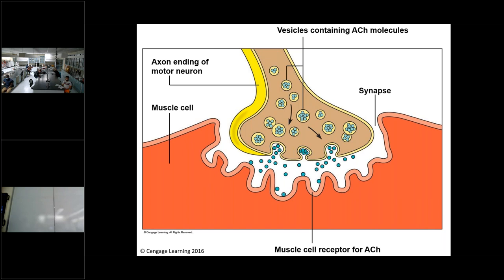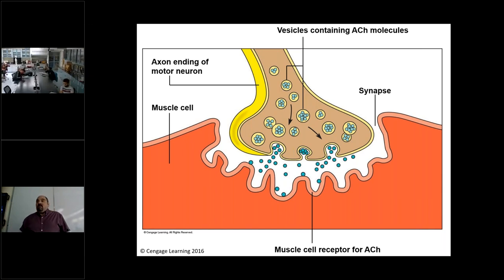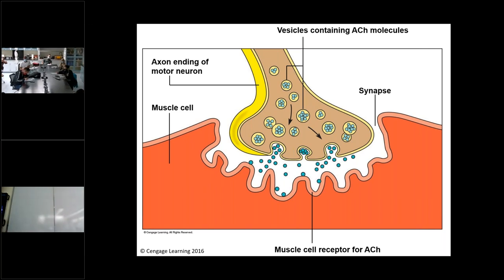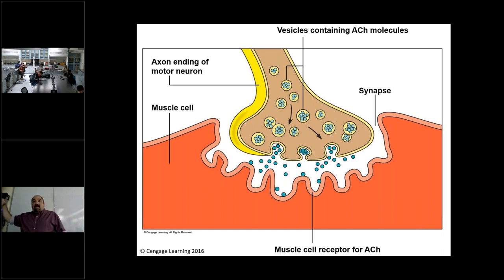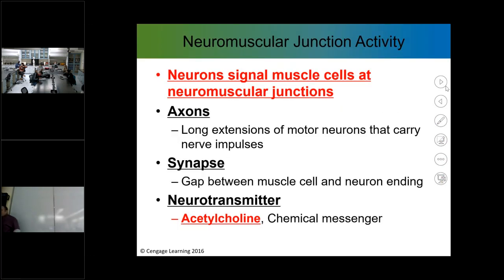Again, they don't touch. There's a space. That blue is called acetylcholine. That acetylcholine, that neurotransmitter, is what then reaches out to the muscle fiber and causes changes, where we'll end up having an electrical impulse travel along the muscle fiber and allow for calcium to be released and muscle contraction to occur. Again, it's pretty intense, and I'm not asking you to know all this information.